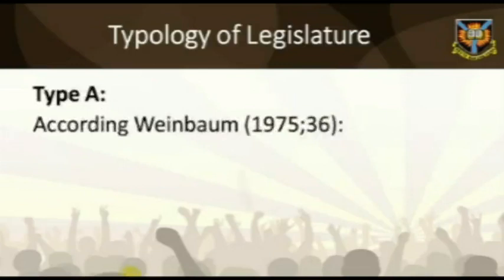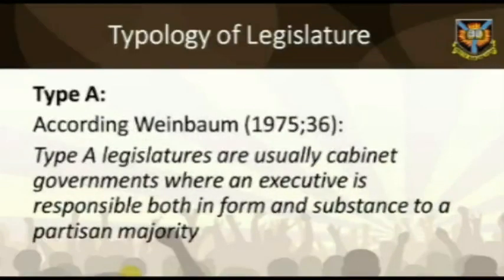According to Wenbom in 1975, page 36, Type A legislatures are usually cabinet governments where an executive is responsible both in form and substance to a partisan majority. It is important to note that the consent of the majority in the parliament is not only sought through consultation of the members of the ruling party in the parliament. It may also involve a process of coalition and consultation of various parties in the parliament, but not as a matter of custom or convenience, but as a practical necessity.